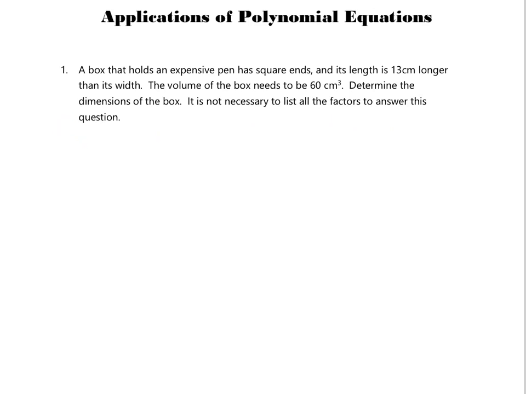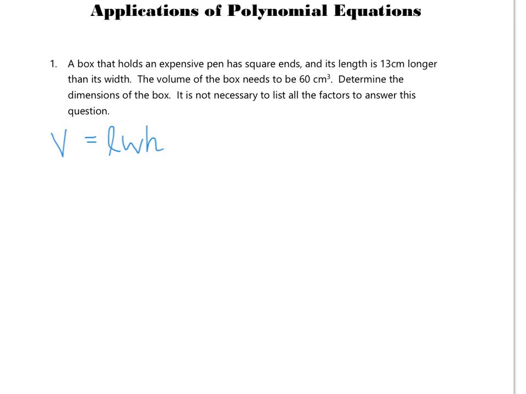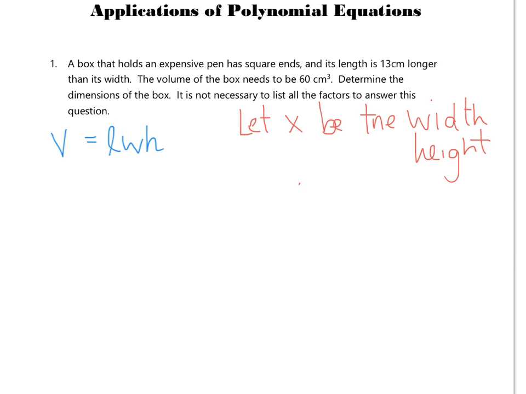So we know that volume, of course, of a box is length times width times height. And then they give us some information about those particular dimensions. They tell us that its length is 13 centimeters longer than its width. Not to mention it also has square ends, so that means two of the edges are going to be the same, right? So we can start off by making our let statements. How about we let x be the width, and then it would also be the height of the box, right? And then, like they said, the length is actually 13 centimeters longer. We know that x plus 13 is going to be the length.